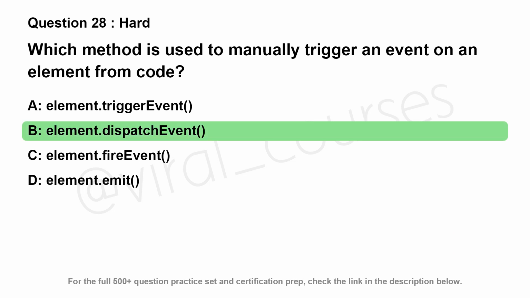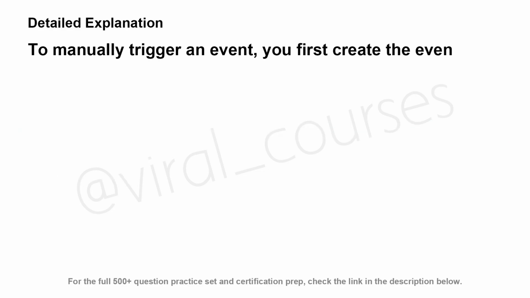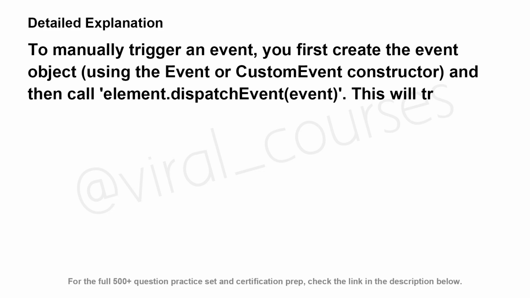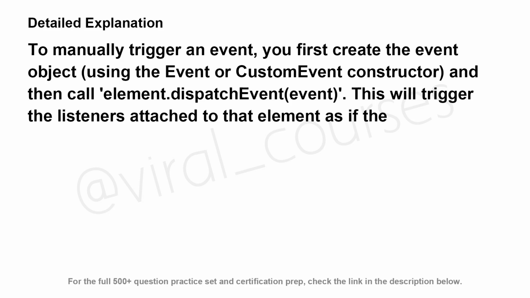The correct answer is B. To manually trigger an event, you first create the event object using the Event or CustomEvent constructor, and then call element.dispatchEvent(event). This will trigger the listeners attached to that element as if the user had interacted with it.